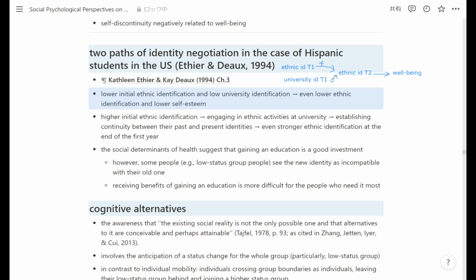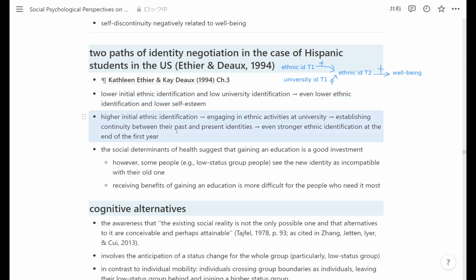Similarly, university identification at time 1 is positively related to ethnic identification at time 2. So low university identification people would have low ethnic identification at time 2. And the levels of identification at time 2 is positively again related to well-being. So people with low ethnic identification at time 2 would have lower well-being at time 2 or possibly time 3. So yeah, this is what they found.